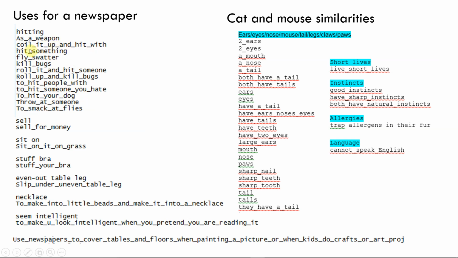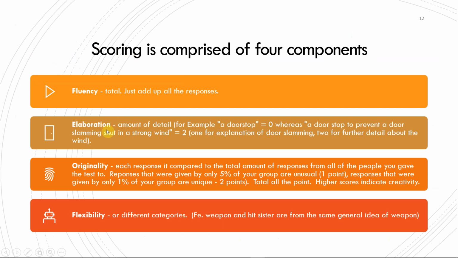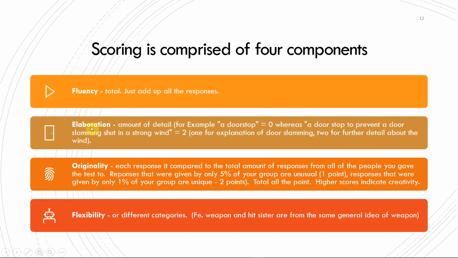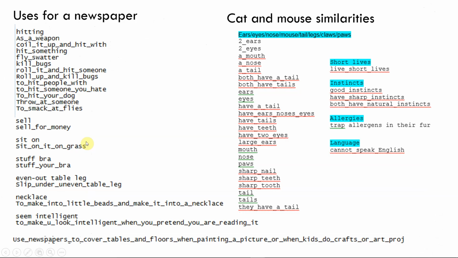So look at your responses. Did you have a lot of hitting, like to hit someone, to kill a bug with? Remember, you have your total number of responses, that's fluency. And then we can look at things like originality, elaboration and flexibility. Elaboration, that's the detail. So look at this one: use newspapers to cover tables and floors when painting a picture or when kids do crafts or an art project. This one has a lot of elaboration.